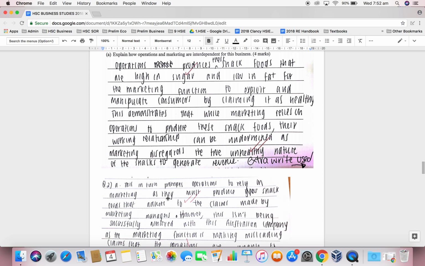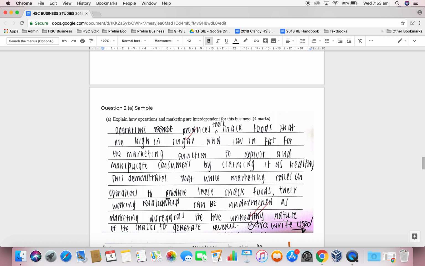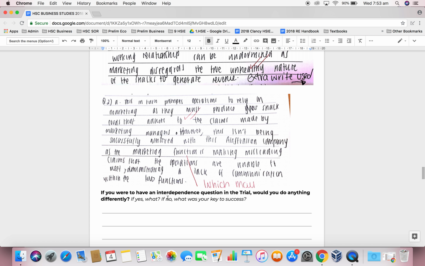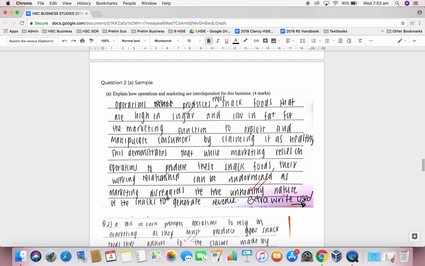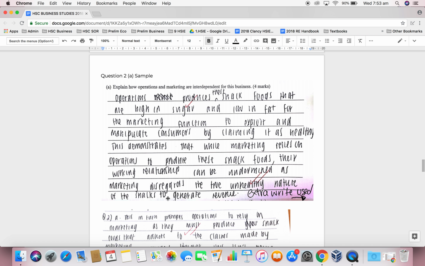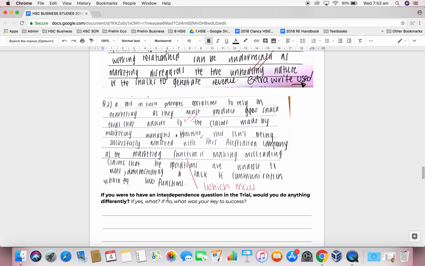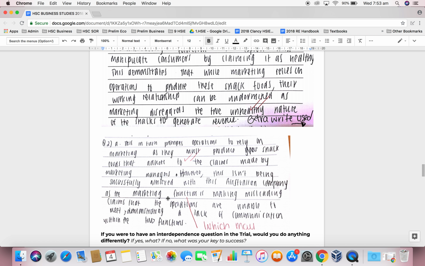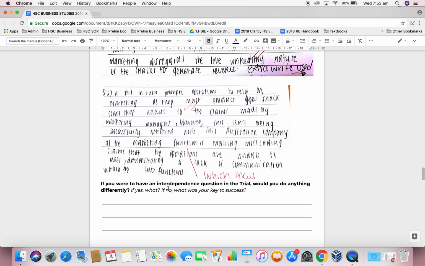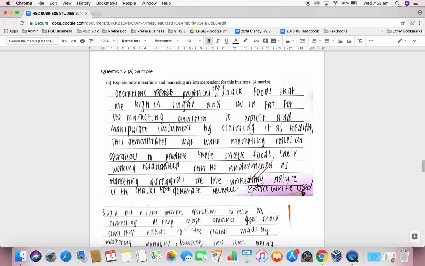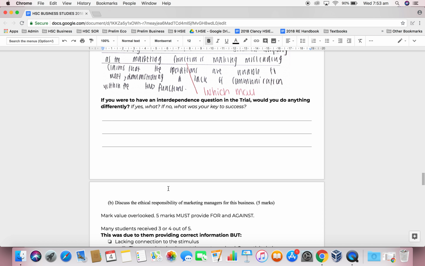This sample here is quite a long one. It probably could have worked on being a little bit more succinct, so it's not 100% perfect, but it did receive full marks. What I want you to do is have a read of this, and if you were given an interdependence question in the trial, which is possible, would you do anything differently? If yes, what? And if no, what was your key to success in getting full marks for this question? All right, off you go.